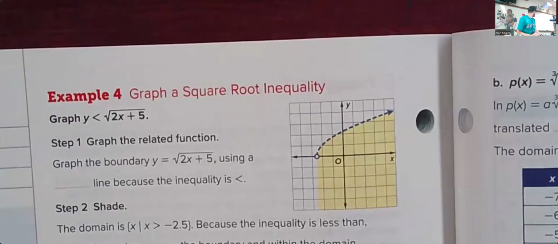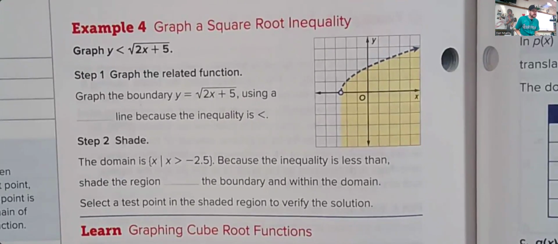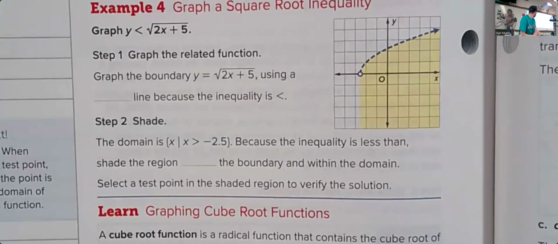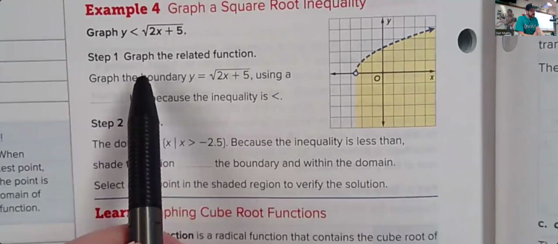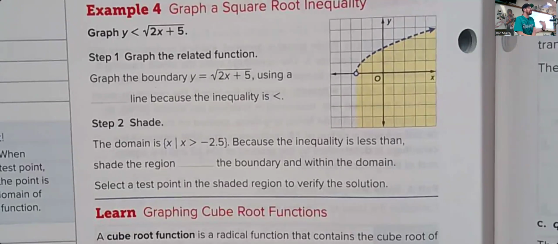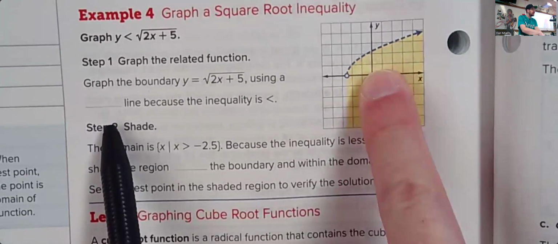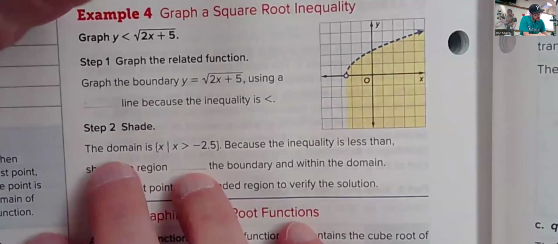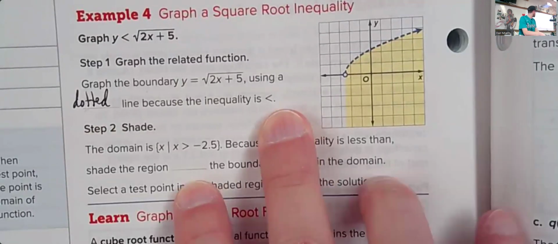We got an inequality next. So we are graphing a square root inequality, and this one is pretty much already graphed for us, which is kind of nice. You'll have to do some of these on your own, but first of all, we're talking about the graph of y is less than the square root of 2x plus 5. If you graph the related function, you're basically going to just graph the function like you normally would. However, you're going to graph the boundary of this equals using a, what kind of line is on here? Dotted line. Using a dotted line because the inequality is a less than.